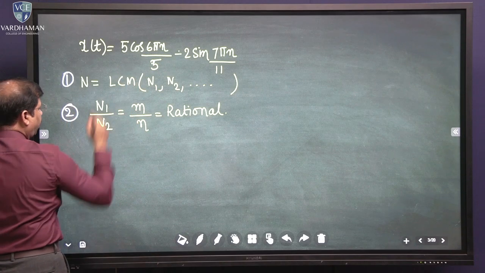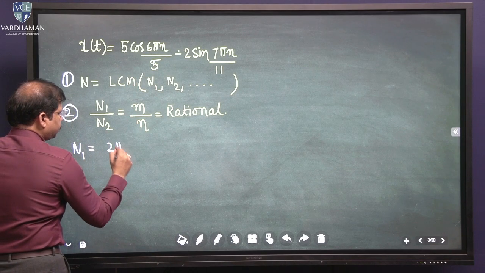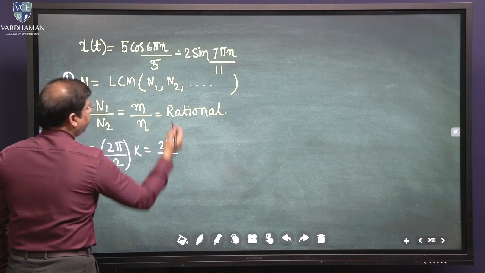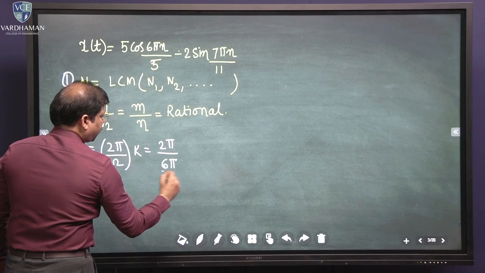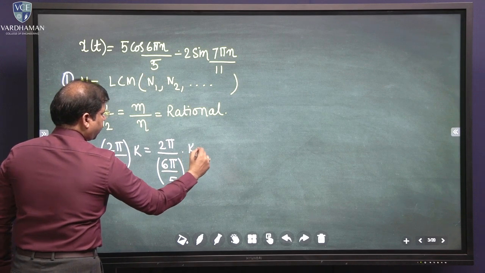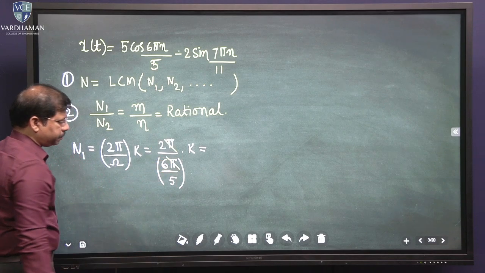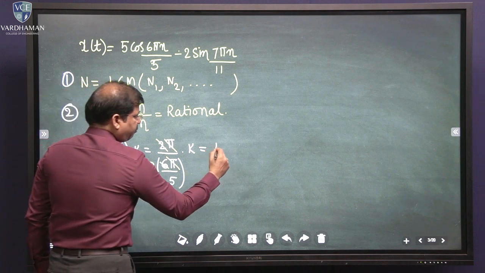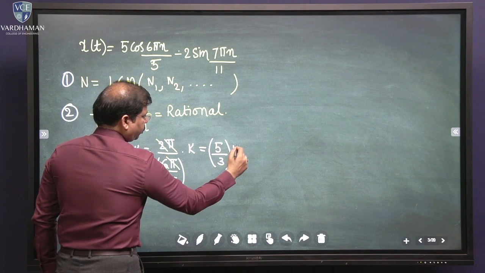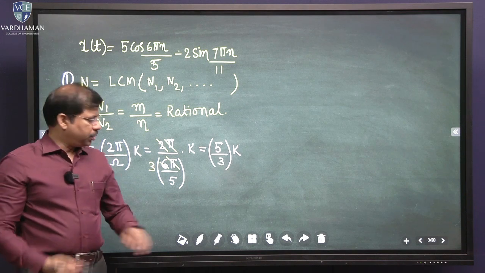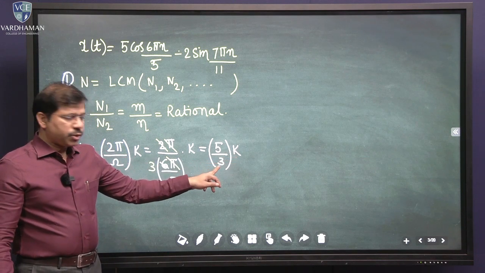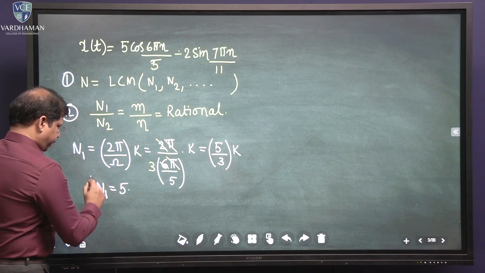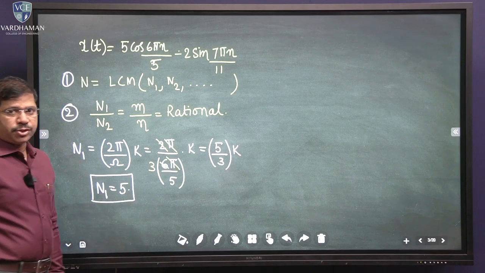So now how do I find n1? n1 equals 2 pi by omega into k. So 2 pi by, what is the omega value? 6 pi by 5 into k. Now I can cancel pi and pi, and this is 3 times, so the 5 goes up. That gives me 5 by 3 into k. Now you just have to ask yourself, what is the minimum value of k so that n becomes an integer? I would get n1 equals 5, because I substitute k equals 3.